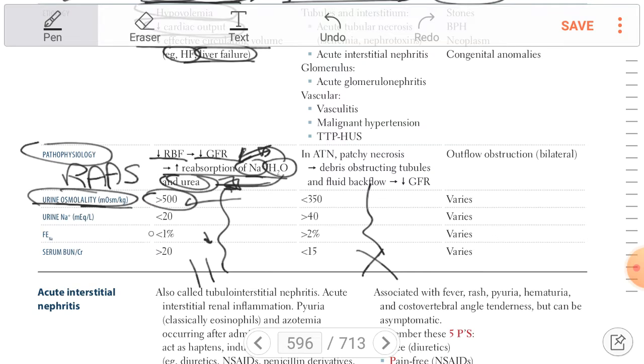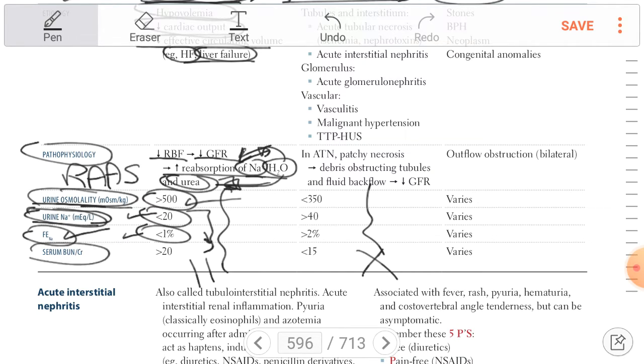Then, the tubule is normal, so there is reabsorption of the sodium. There is a decrease in the amount of sodium in the urine, so the urinary sodium will be less than 20, and the fractional excretion of sodium less than 1. Why? Because there is reabsorption of sodium.